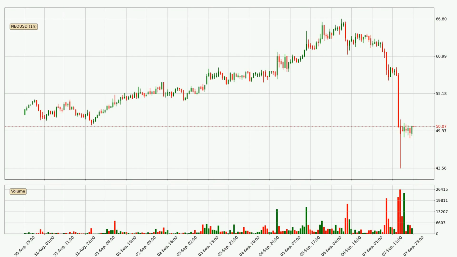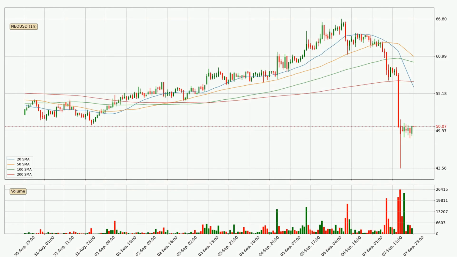Looking at the hourly time frame for NEO, the price rapidly went down by around 22.6% in the last 24 hours, with a current price of 50.1. We can see that the sellers are taking over because the volume was high, showing that this move was strong.